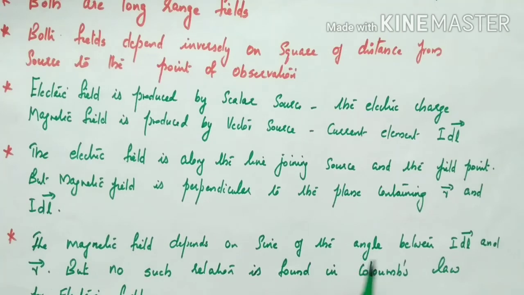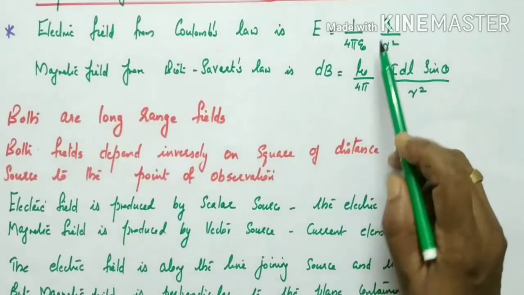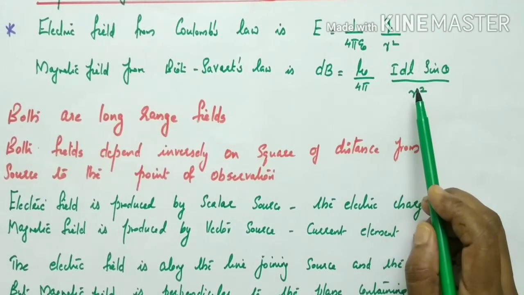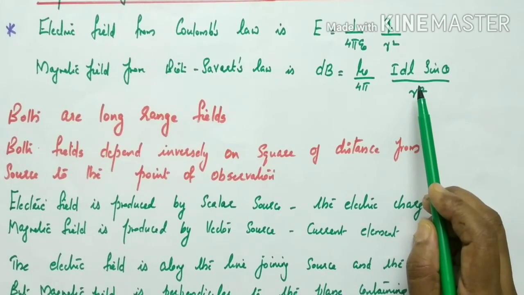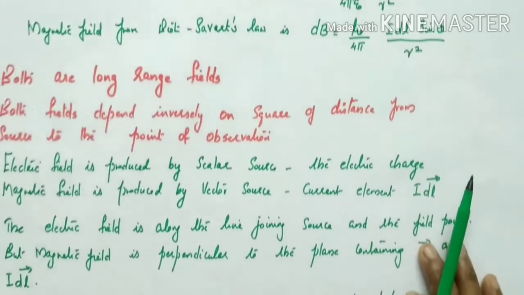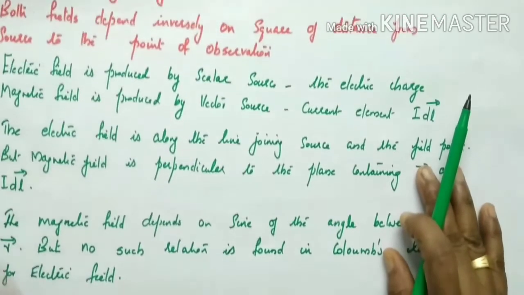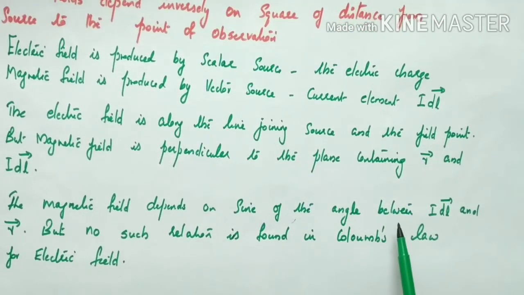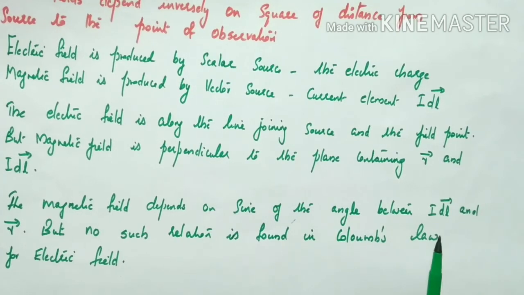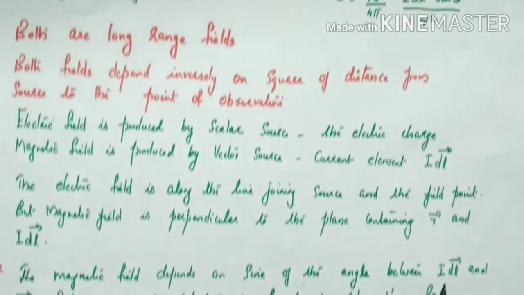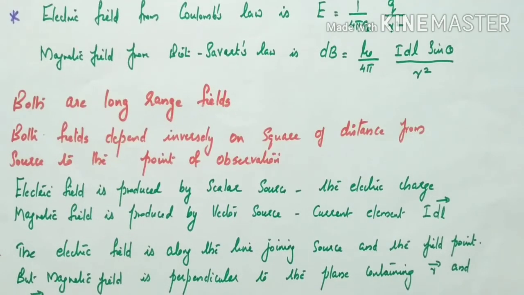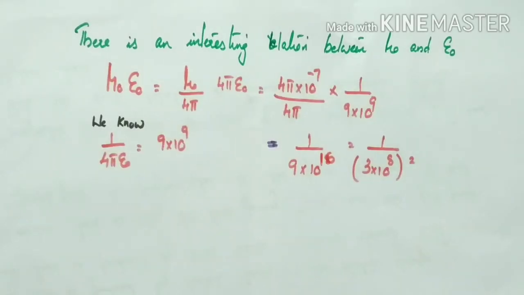Now, in the general case of Coulomb's law there is no sine relation, but in Biot Savart's law to find the magnetic field there is a sine relation. So, that is the next difference. The magnetic field depends on the sine of the angle between Idl and r, but no such relation is found in Coulomb's law for the electric field. So, this is the main comparison between Coulomb's law to find the electric field and Biot Savart's law to find the magnetic field. There is an interesting relation between mu 0 and epsilon 0.